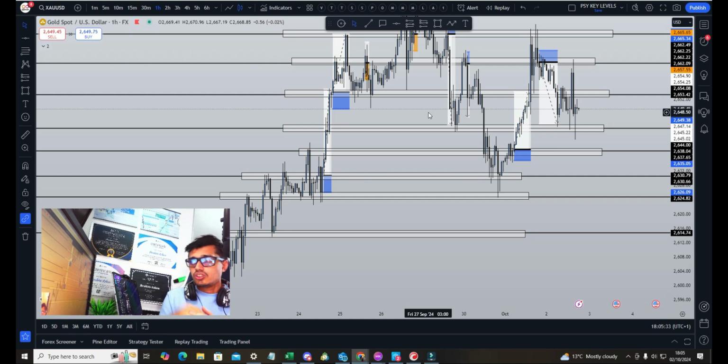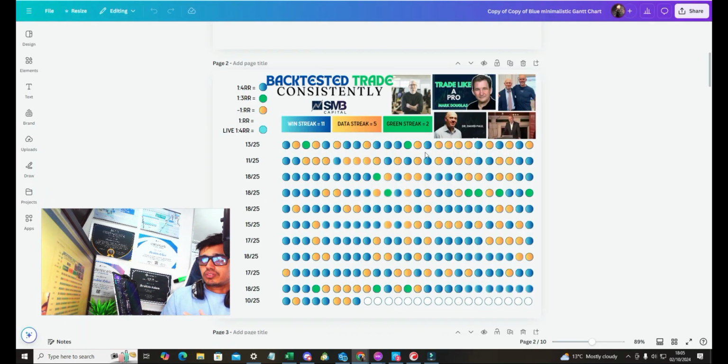Collecting data. I didn't have a dream that I'm going to be aiming for a 1 to 6. If I show you some of my data here, like this was for GJ.